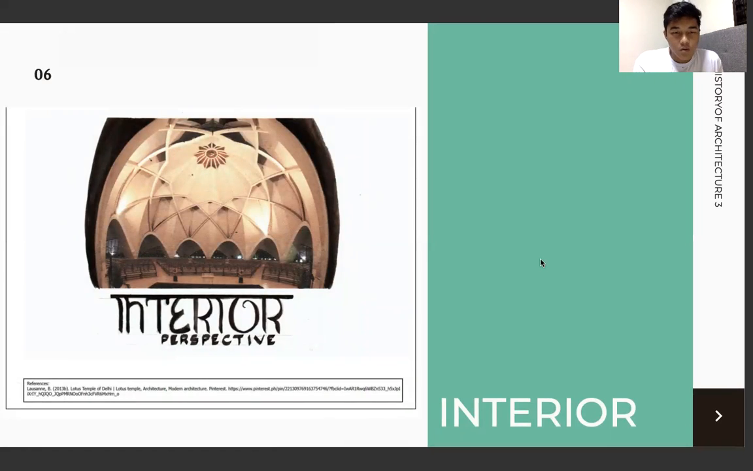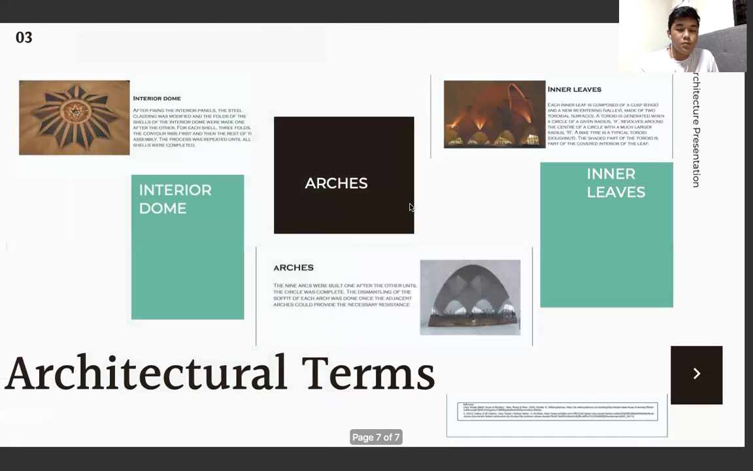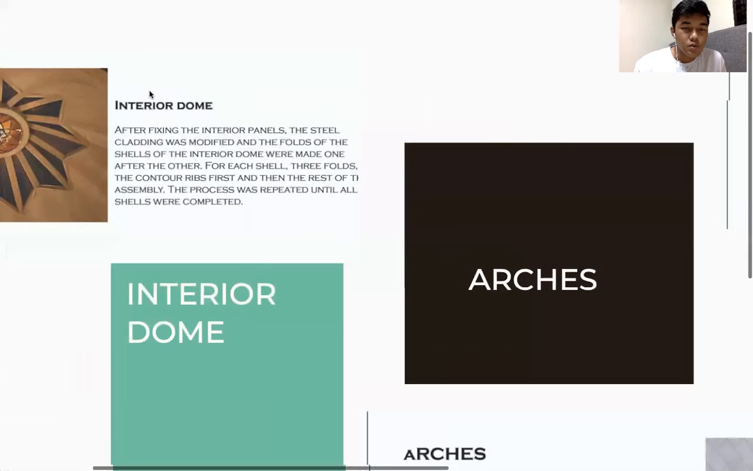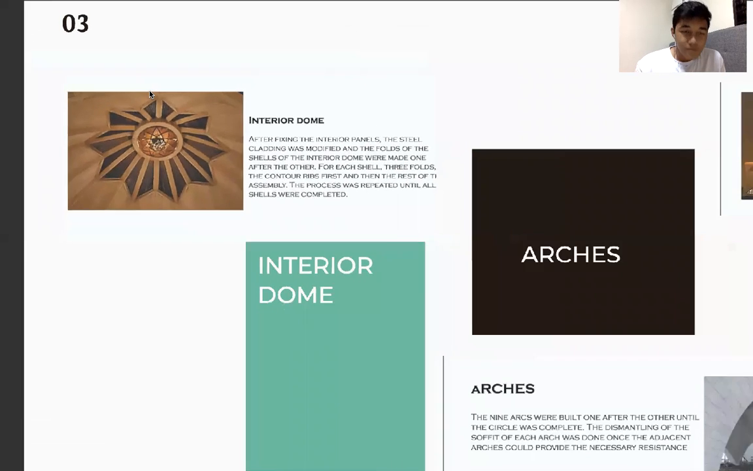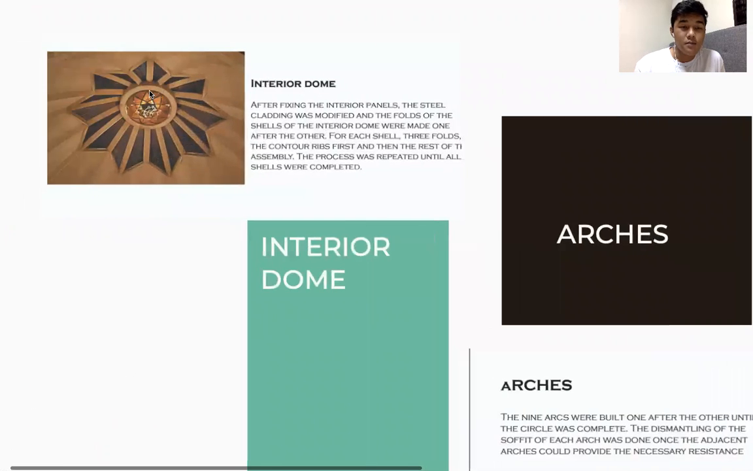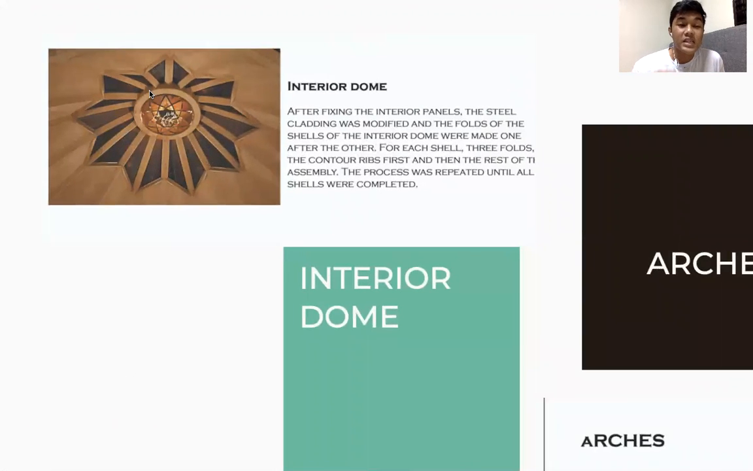This is the interior perspective. It is also mixed media, more on watercolor and color pencil. In this part, the interior perspective, we can see the different architectural terms, such as these terraces here. In the architectural terms, we can see the interior dome, which we saw earlier. At the very top, it still looks like a flower.